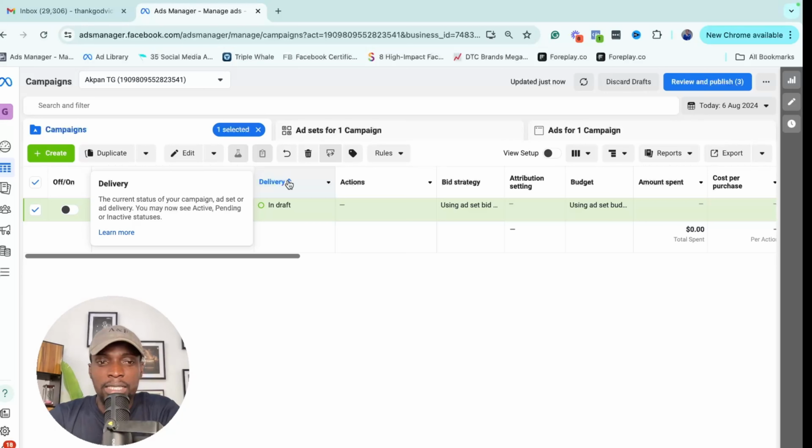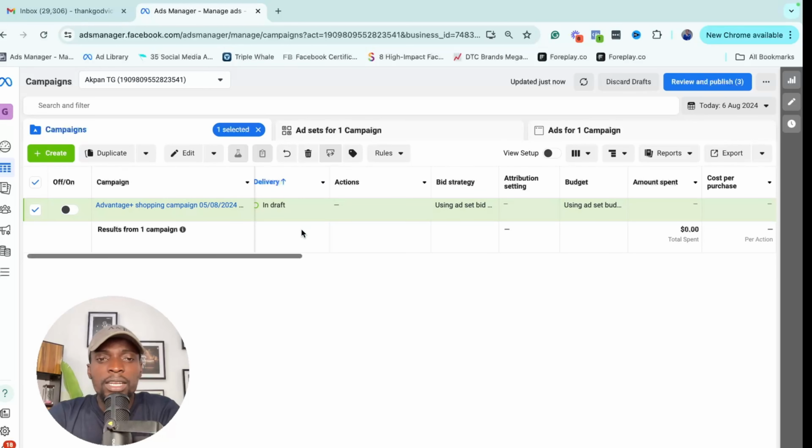Either your ad sets or your ad, this will show you the delivery of those ads. If your ad is active, it will show you that. If your ad is still pending, it will show you that. If it is inactive or learning, you'll find the information right on this side of the column. So this is very important to use.